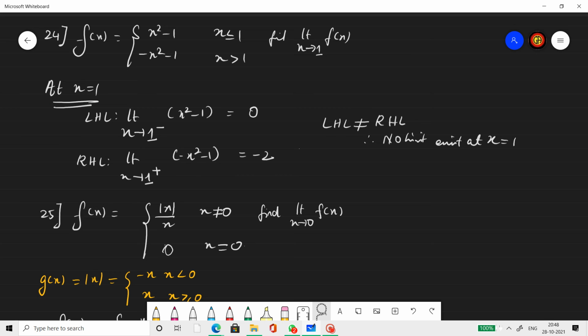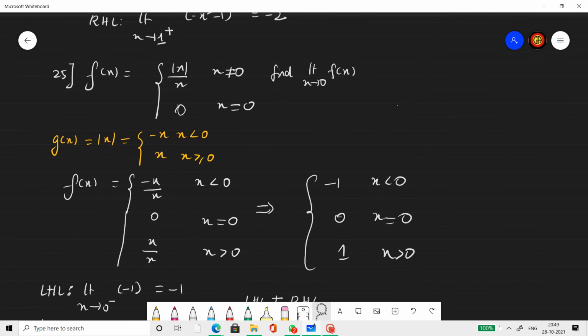So at x equal to 1, I am proceeding with the left hand limit. Limit extends to 1 minus, meaning a number below 1. Below 1, the function is x square minus 1. So we put x square minus 1. Substitute 1 in the place of x. We get 0 as the answer. Now 1 plus. When 1 plus means above 1, the function is minus x square minus 1. When you apply 1 there, you get minus of 1 square, which is minus 1, and minus 1 is minus 2. Here the left hand limit is not equal to the right hand limit. Therefore, no limit exists at 1.